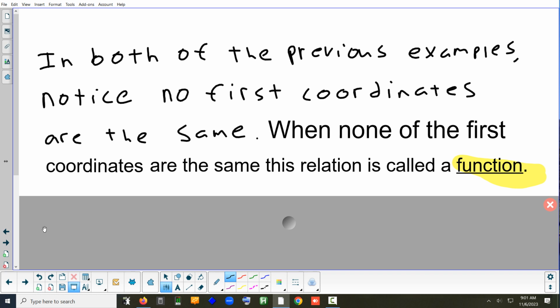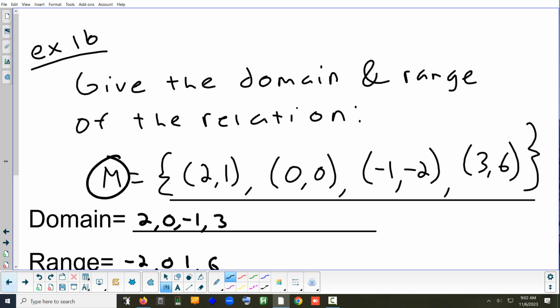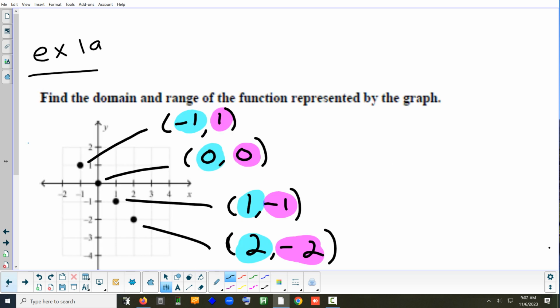Okay, so a function is a special kind of relation. It's a special set of coordinates where the x value never repeats. If we look back at the ones we did, 2, 0, -1, 3. Are there any repeats in those numbers I just said? No. So not only is this a relation, but it's a special relation called a function. Let's look at this one. -1, 0, 1, 2. Did any of the numbers that I just said repeat? No. So this is another example of what's called a function.